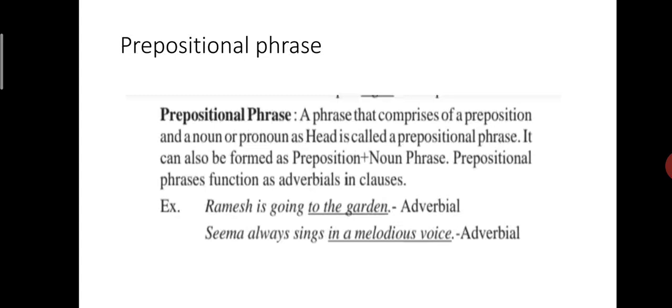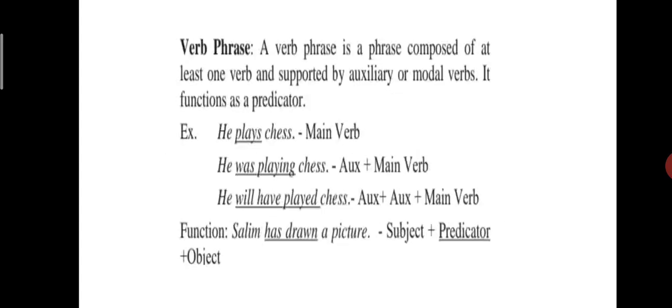Next type, the verb phrase. A verb phrase is a phrase composed of at least one verb, supported by auxiliary or modal verbs. It functions as a predicator. So each and every time, the function of the phrase is indicated in this module, and you must remember the structure of the verb phrase and next, the function of that verb phrase. Any phrase, not only the verb phrase.